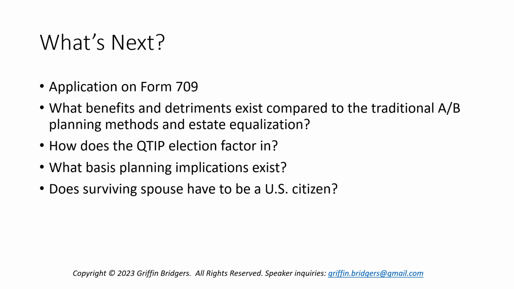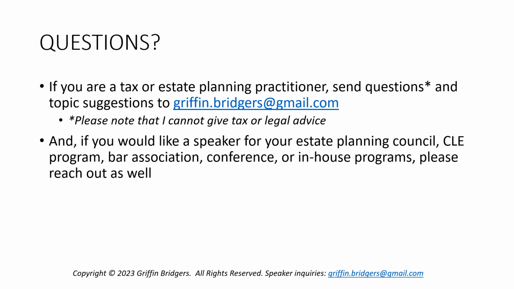So what's coming next? We have the application on Form 709 of the DSUE. Then we'll get into more of the theoretical and practical pieces behind planning at a 30,000-foot view. How does a portability election stack up in the holistic tax view compared to the AB planning methods, estate equalization, and also basis planning? Again, how does the Q-tip election factor in? And importantly, we'll look at qualifications behind whether the surviving spouse has to be a U.S. citizen and how that might limit the application of the DSUE.